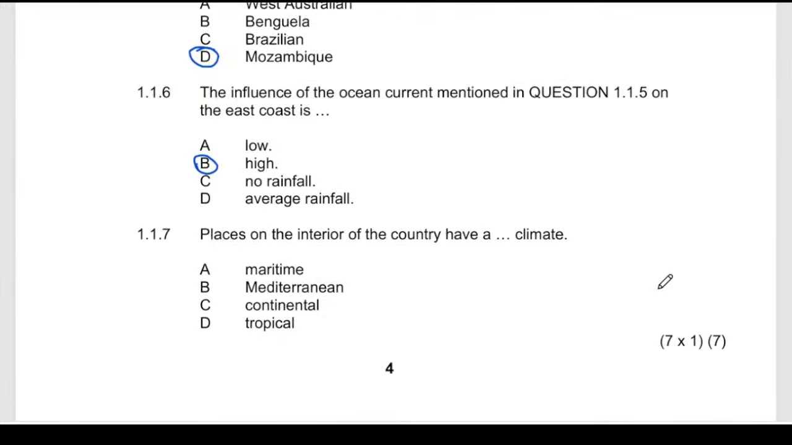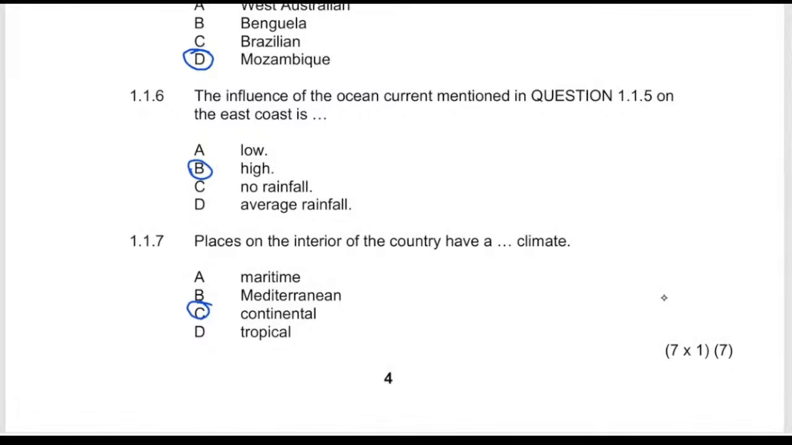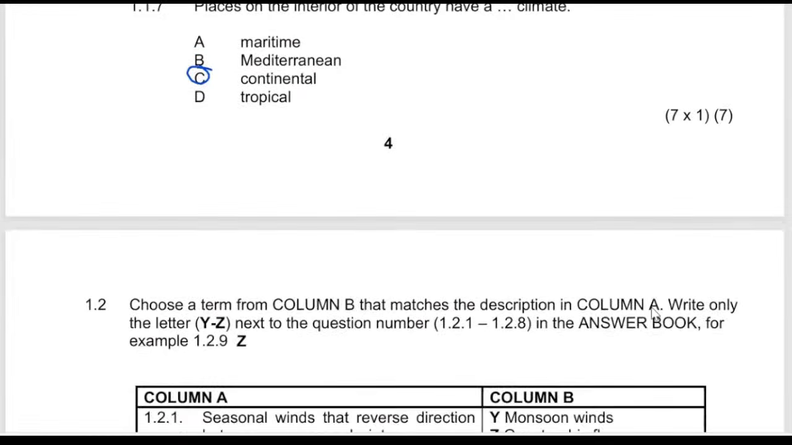Places on the interior of the country have a dash climate. Places on the interior, we're saying places which are inland. What kind of climatic conditions do they experience? They experience what we call continental climatic conditions. Continental means we are having climatic conditions which are typical of inland places. When we talk about maritime climatic conditions, we are looking at climatic conditions in areas that are close to water bodies where there is influence of the oceans. But in this instance, we are relating to conditions for places which are inland, far away from the seas and the oceans. Right, that was question number 1.1.